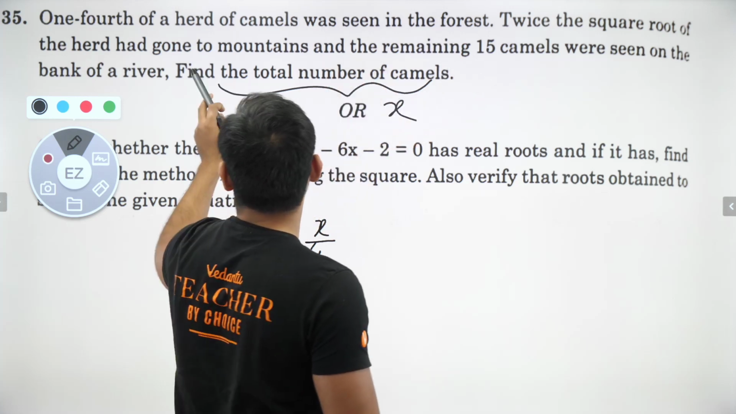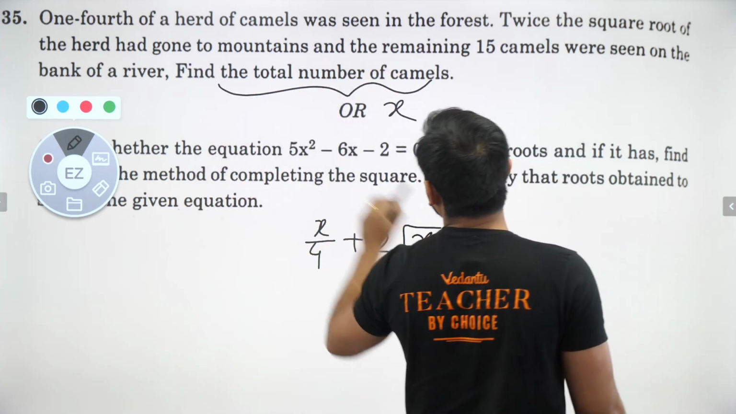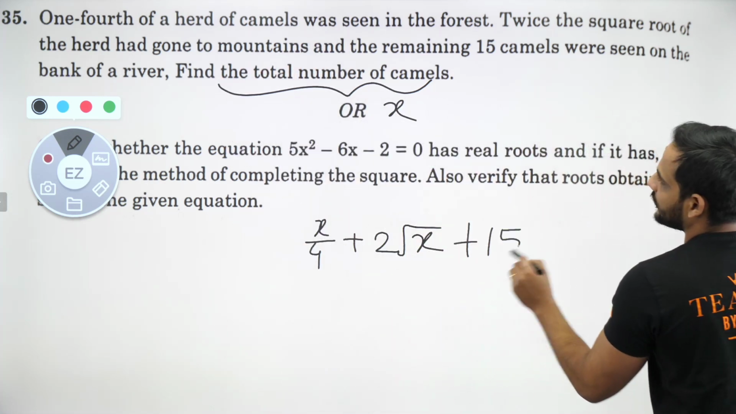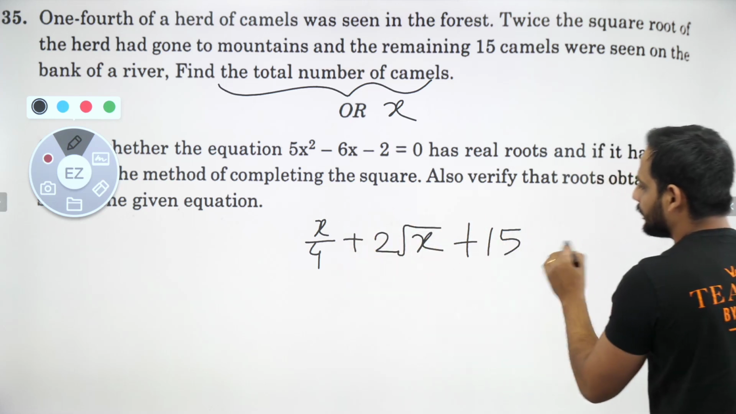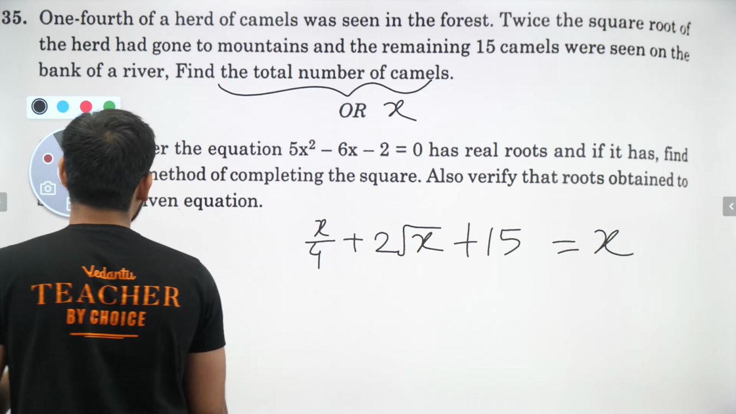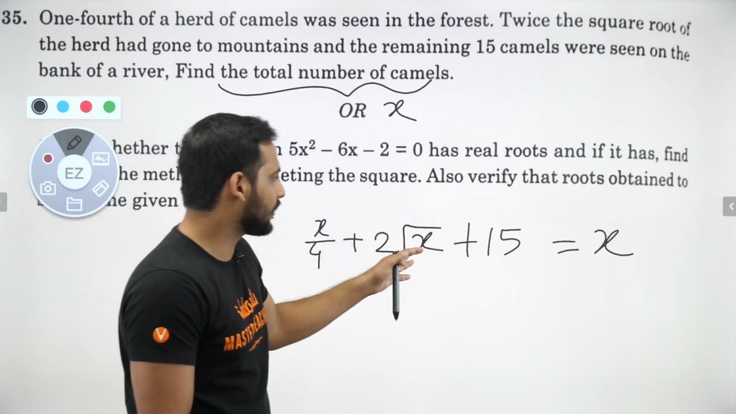Twice the square root of the herd has gone to the mountains and the remaining 15 camels were seen on the river. So this is the total group. It should be equal to x. This is your equation. Now to solve this equation, you will get root x and x.